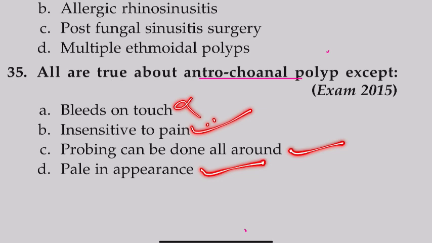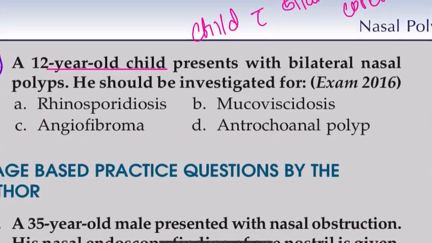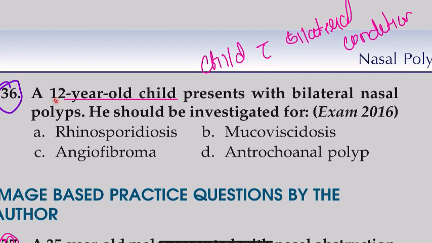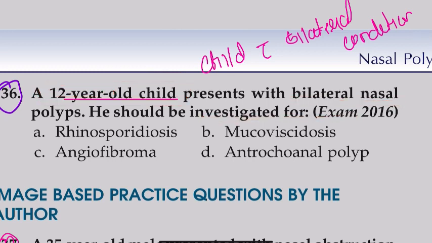Now the next question that we have got is, a 2-year-old child presents with bilateral nasal polyp, right? The child is young, and there is bilateral nasal polyp. He should be investigated for mucoviscidosis, that is cystic fibrosis.